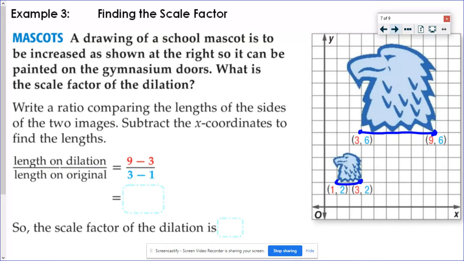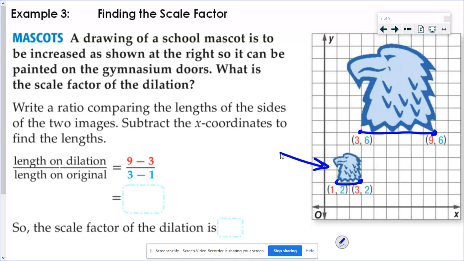For this example, and I hope that you've been following along and doing these in your notes, I have this original eagle head right here. And they want to enlarge that so that it can be painted on the gym doors. I want to know what the scale factor is. Now, you have a couple of options here.